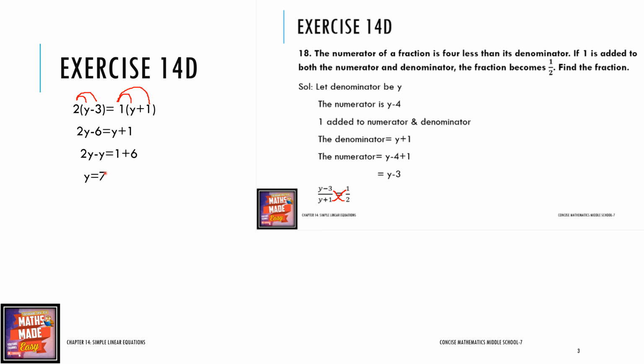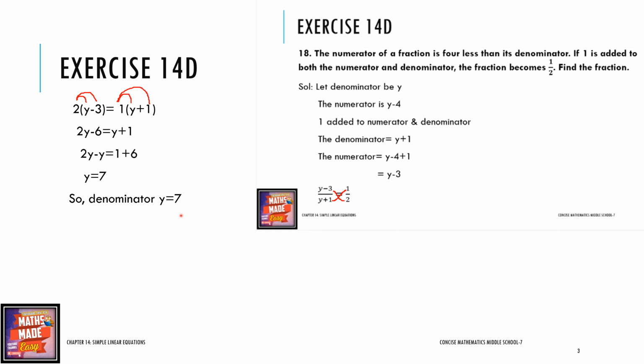Now you need to substitute this y value over here. What is the denominator? It is y and the numerator is y minus 4. Just substitute over here. Children, you should not substitute in this place y plus 1 and y minus 3, because they have said if 1 is added, right? This is the real fraction that they have given, but suppose, just suppose, if 1 is added to it, the answer becomes 1 by 2. This is given to help you find the fraction, right? So you need to substitute only here.